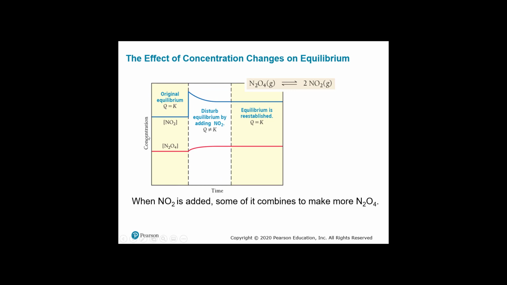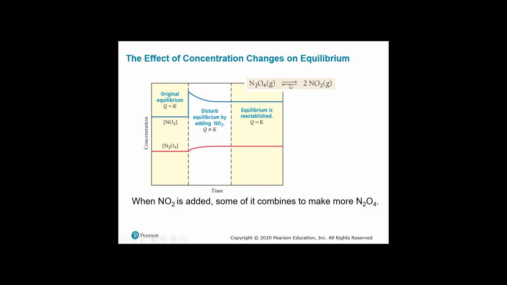Okay, so look at this. This is a good graph once you understand what you're looking at. So here's the original Q equals K equilibrium. This is NO2, this is N2O4. So these are the concentrations. If we increase the concentration of NO2, it's eventually going to decrease, and then it will steady itself out. Why? It'll go back to Q equals K. In order to do that, the N2O4 has to increase.